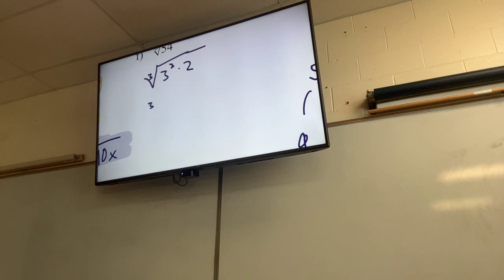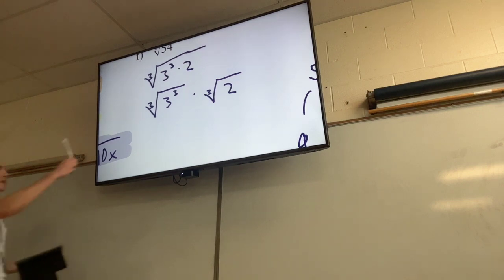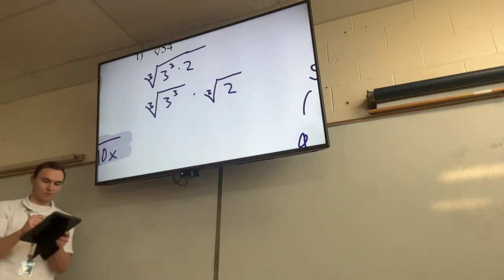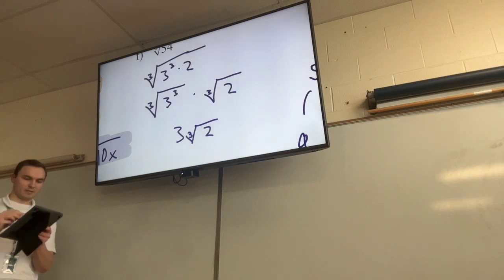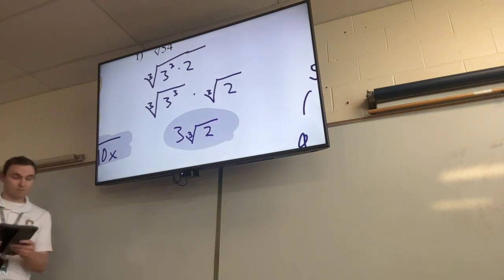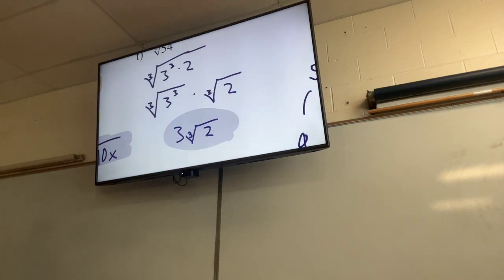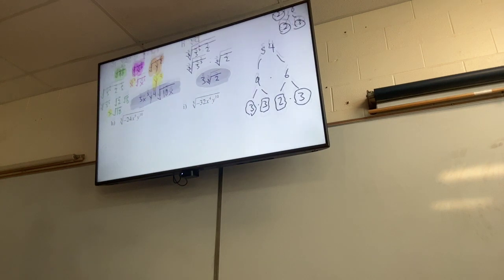Let's break it up. Cube root of 3 cubed times the cube root of 2. Be careful. These are not square root symbols. These are cube root symbols. All right? So what's the cube root of 3 cubed? Right? The 3 divided by 3 just gives me 3 to the 1, or 3. And then I can't simplify the other one. That's my answer. Blue and gray.